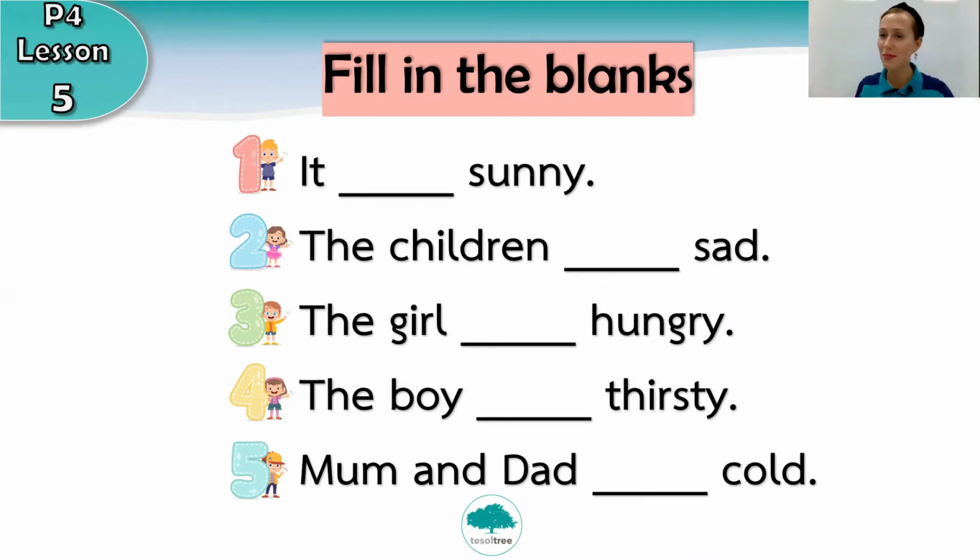Now it's time for some examples. Let's fill in the blanks. I want you to think with me. We're going to choose was or were. Okay, are you ready? Let's read together. It's sunny. Do you remember it was or it were? 1, 2, 3. It was sunny.